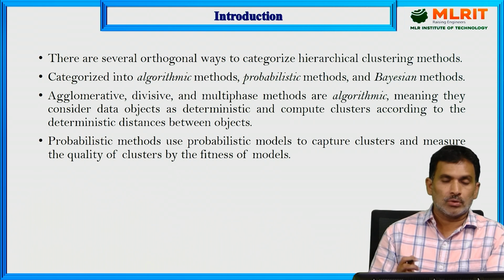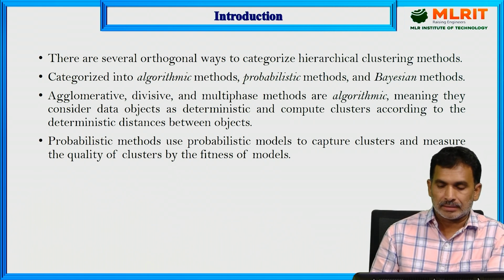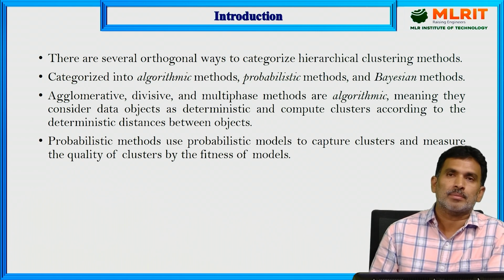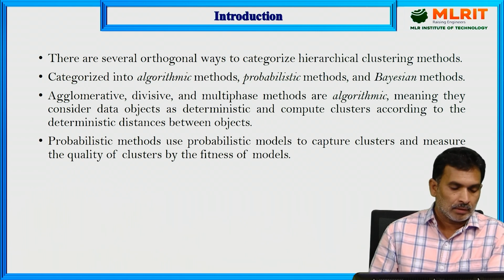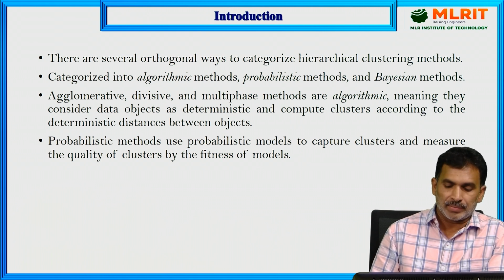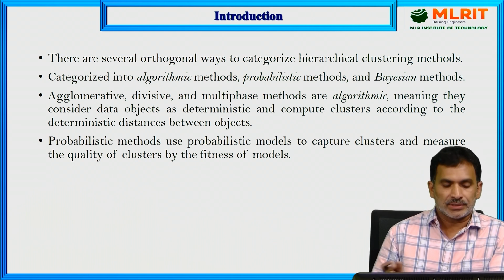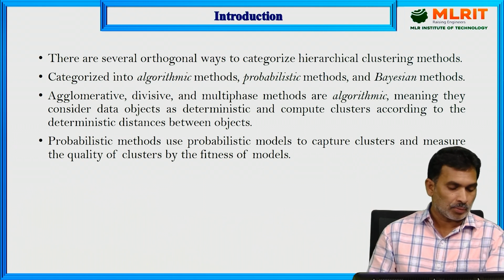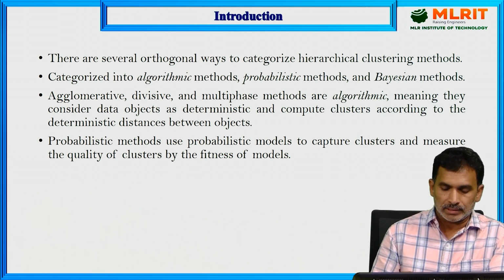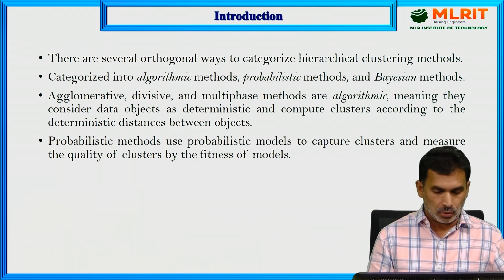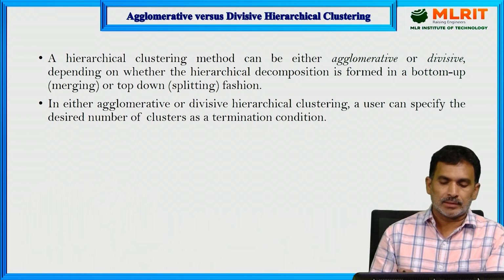There are several orthogonal ways to categorize hierarchical clustering methods: into algorithmic methods, probabilistic methods, and Bayesian methods. Agglomerative, divisive, and multi-phase methods are algorithmic, meaning they consider data objects as deterministic and compute the clusters according to the deterministic distance between the objects. The probabilistic methods use probabilistic models to capture the clusters and measure the quality of clusters by the fitness of the model.